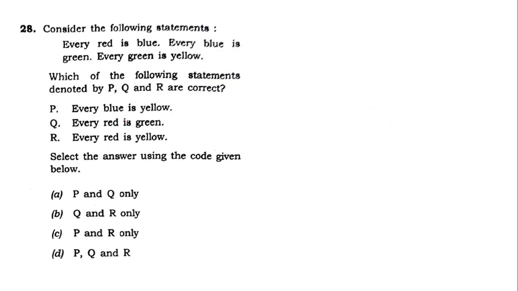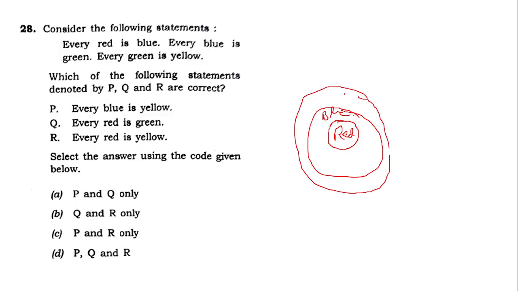28. On syllogism, they have asked. Every red is blue. So we'll go with putting circles first, Venn diagrams. Every red is blue. So blue will be a bigger circle, blue. Okay. Every blue is green.